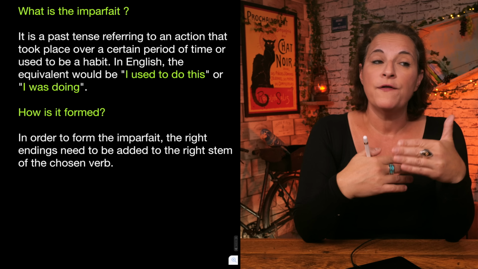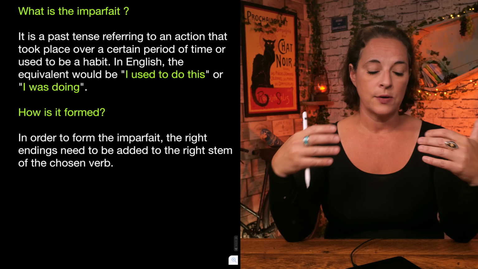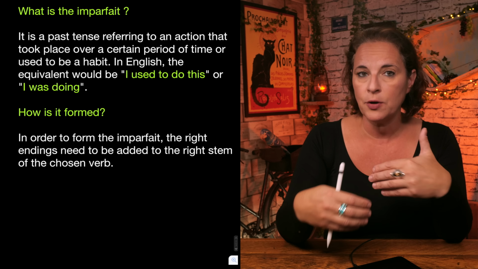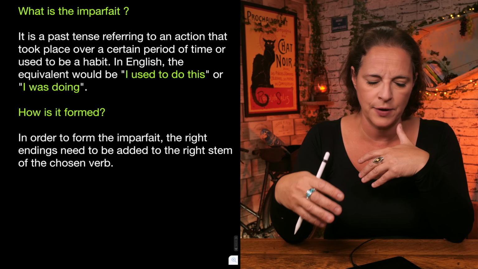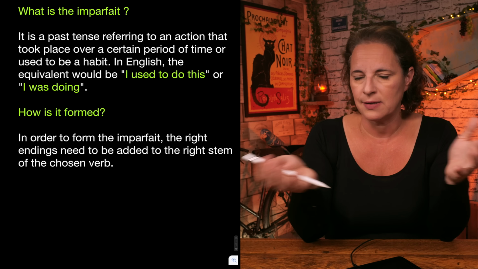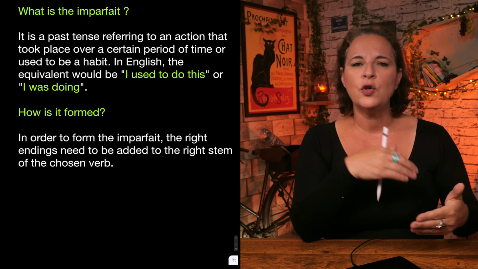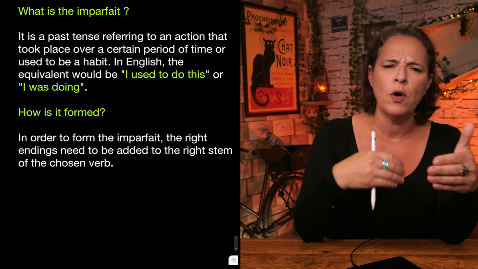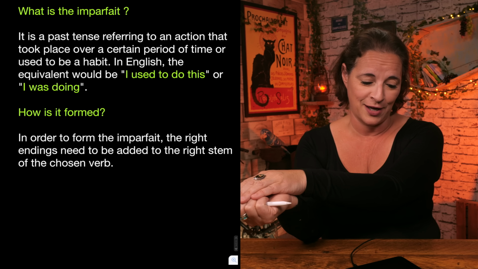But we're looking at the imparfait today. Now, the imparfait is a past tense referring to an action that took place over a certain amount of time. So it's something that used to happen, or was a habit, or was happening, okay? In English, the equivalent would be, if we take to do as an example, I used to do this, or I was doing this, okay?